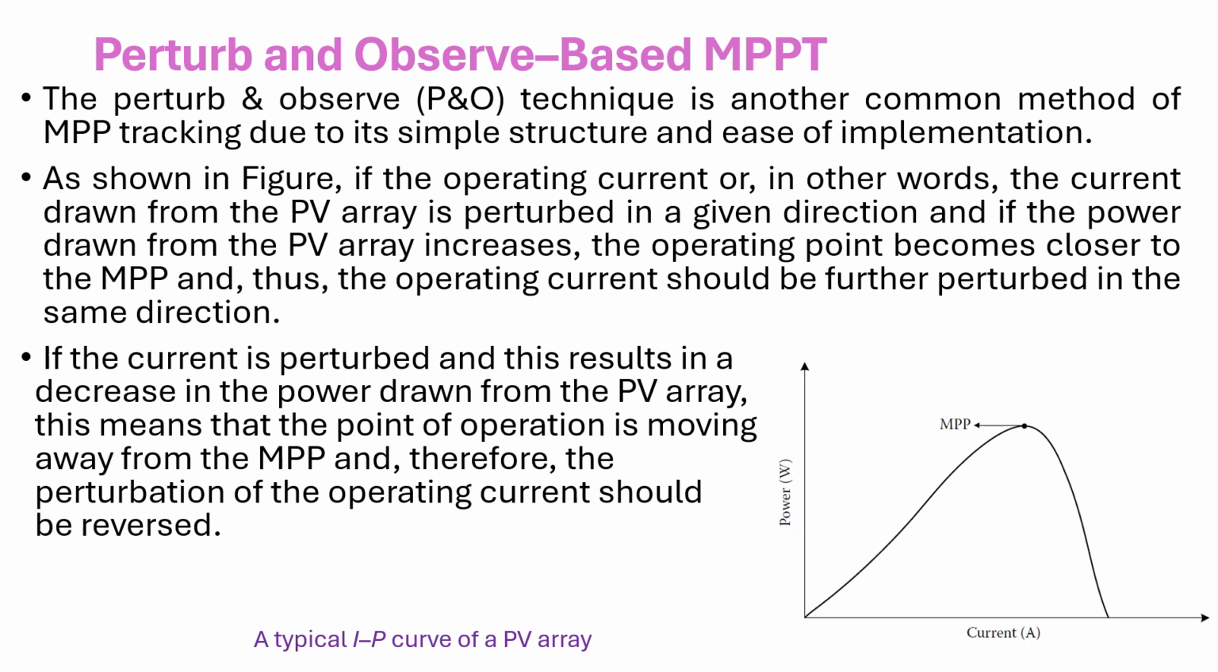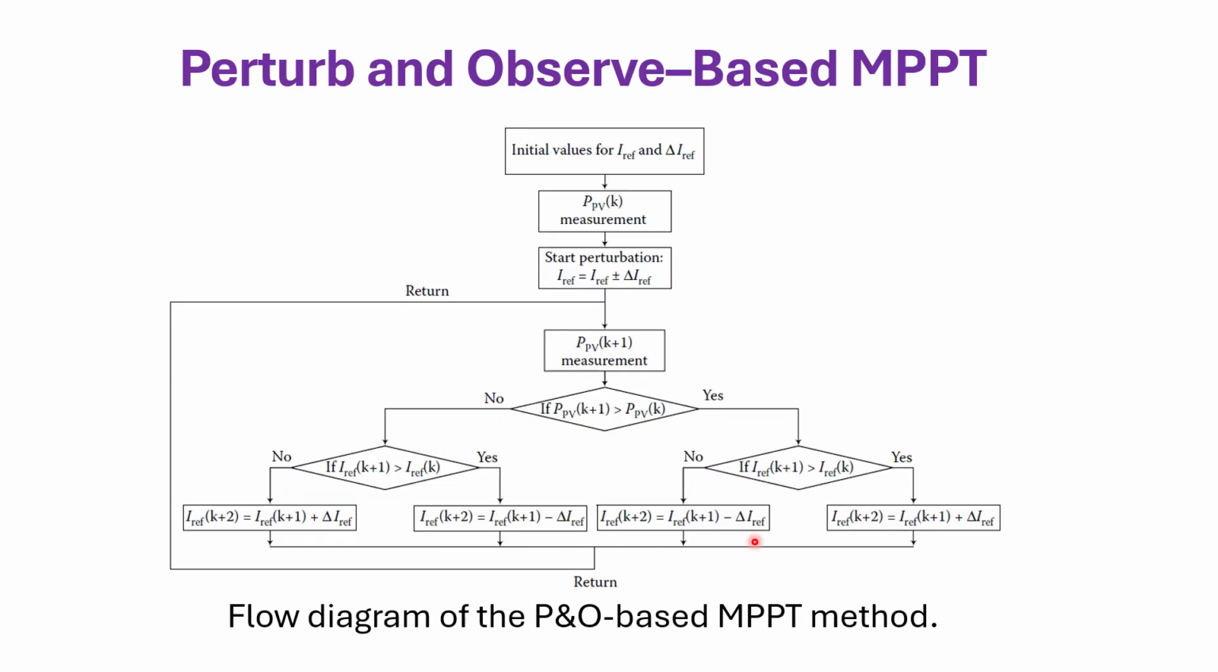We'll see how we follow this by observing a simple flow chart. Initially in this method, the initial value of the current I reference and the change in the I reference, del I reference, are taken as the initial values. Then the power associated with this current, P of K, which is P suffix PV K, is measured from the PV panel.